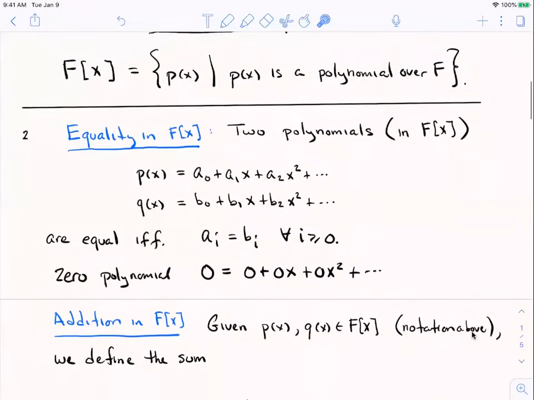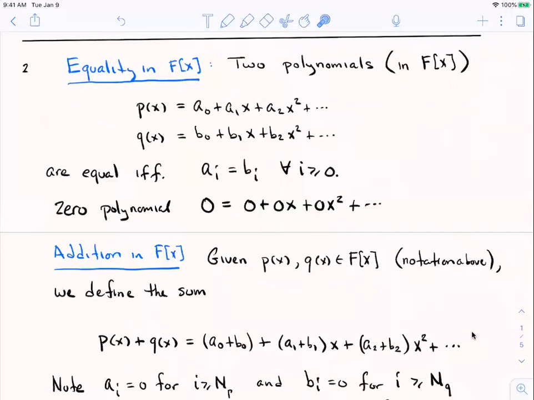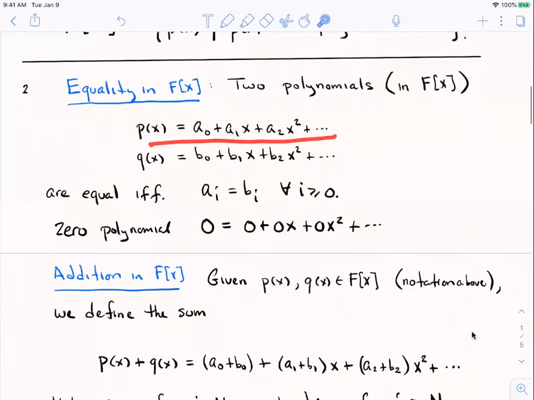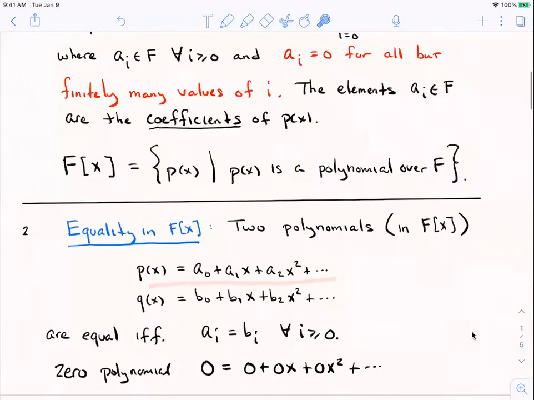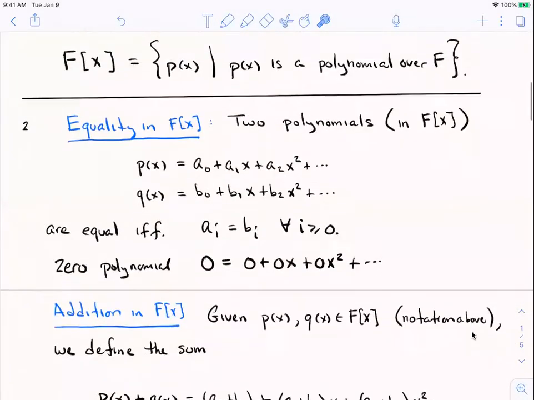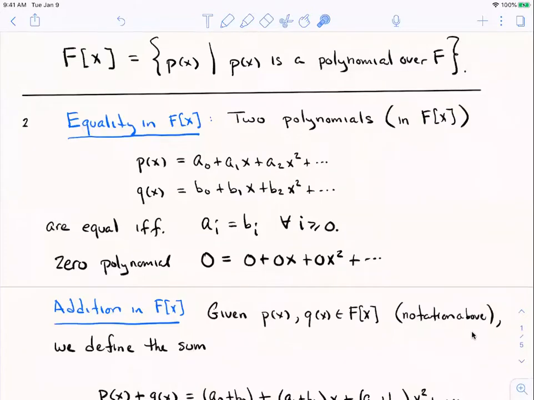So what do I mean by two polynomials being equal? Here I'm giving myself two of them. The field elements a_i are called the coefficients in the polynomial. So two polynomials are equal if and only if their coefficients are equal.